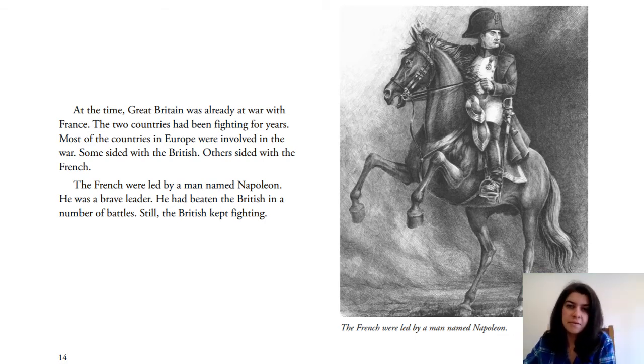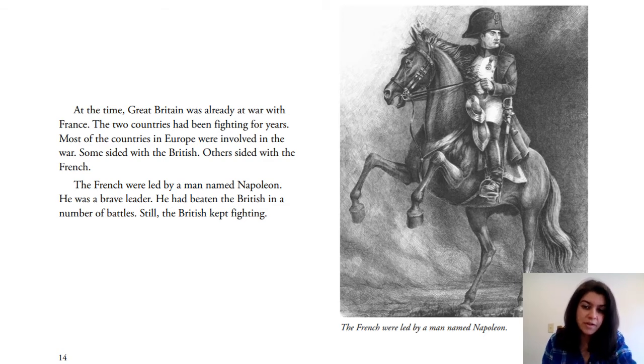Now let's keep reading. In this last paragraph, listen to see who led the French and what he was like. The French were led by a man named Napoleon. He was a brave leader. He had beaten the British in a number of battles. Still, the British kept fighting. So what was the name of that French leader and what was he like? Right, his name was Napoleon and he was a brave leader.